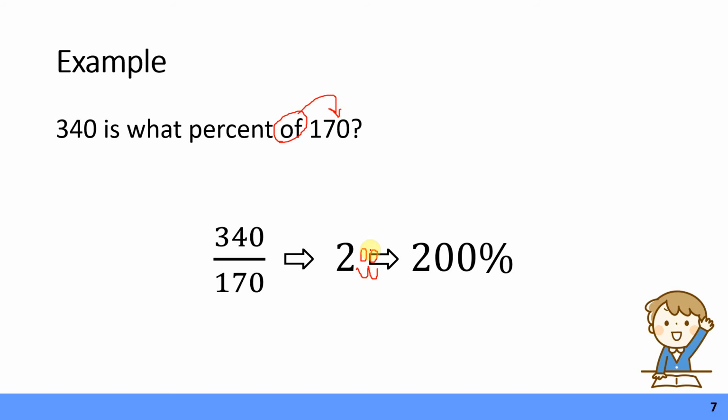So if you notice, it's the same procedure over and over again. When I ask you for a percent, you always start with a fraction, divide it out, get a decimal, move the decimal to get your percent. Super simple.